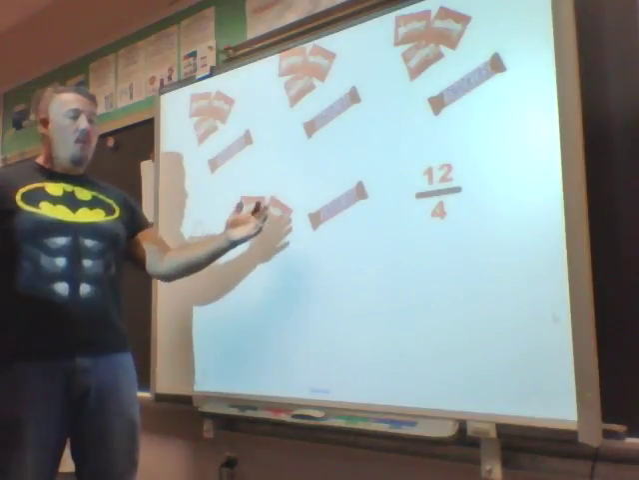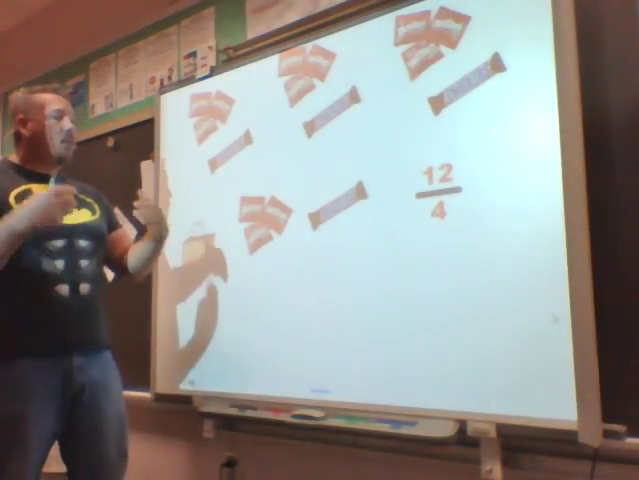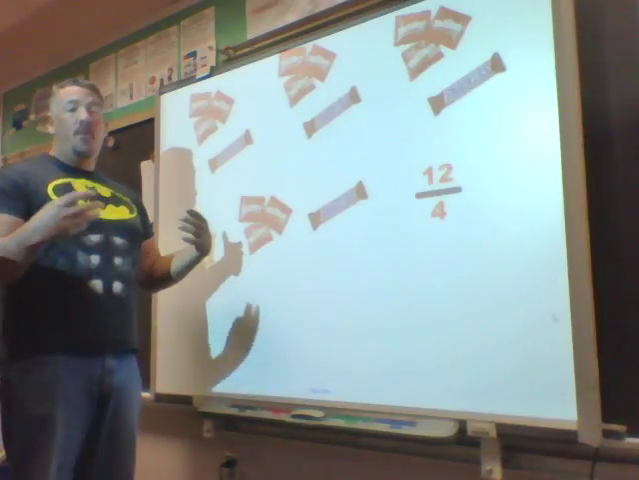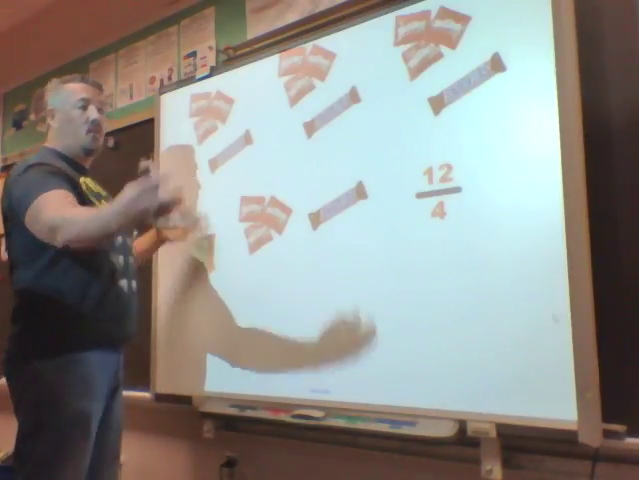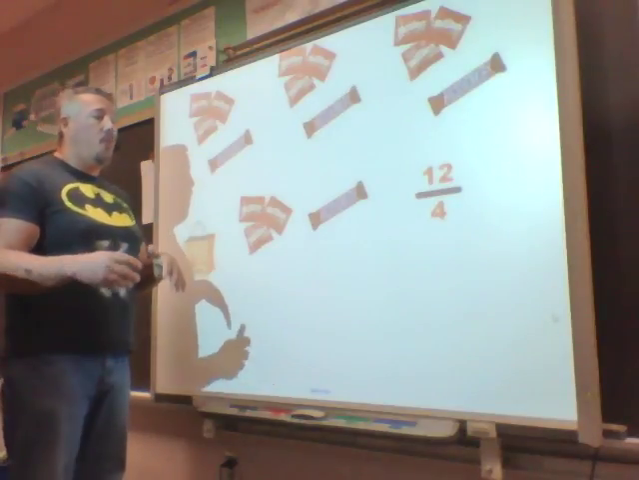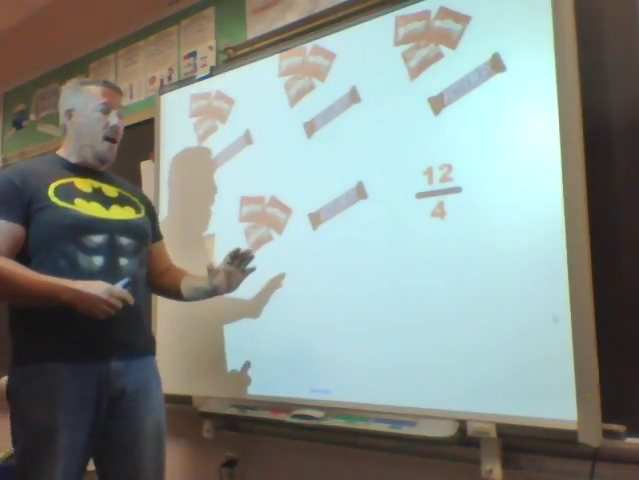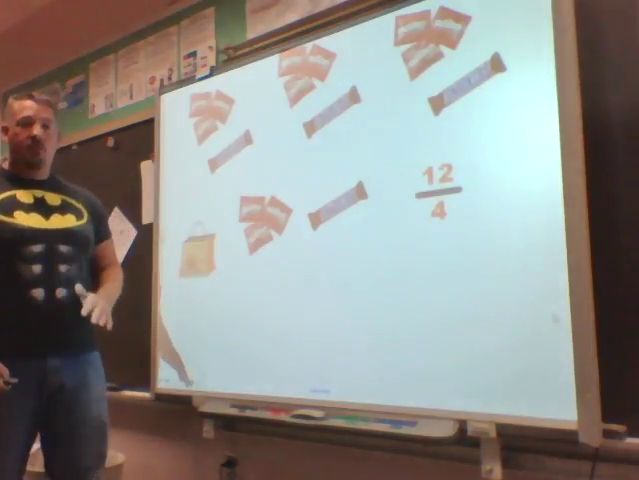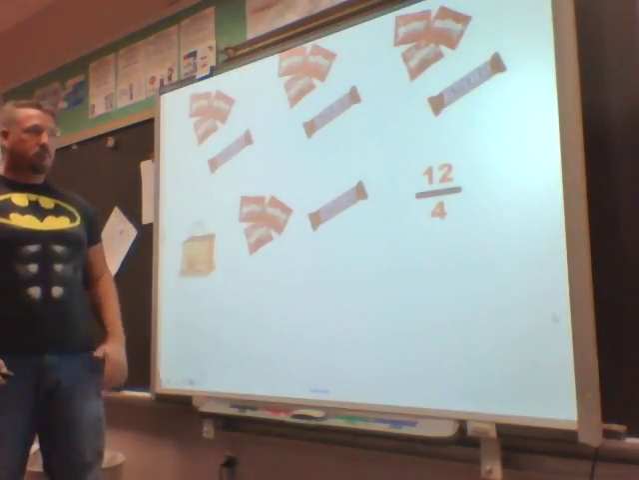Or you have 12 to 4. So my ratios are going to be the same value, even though I have different numbers. So my grouping is getting larger, but I still am going to do it for every 3 Skittles, I have 1 Snickers. These are all equivalent ratios when I break them down.